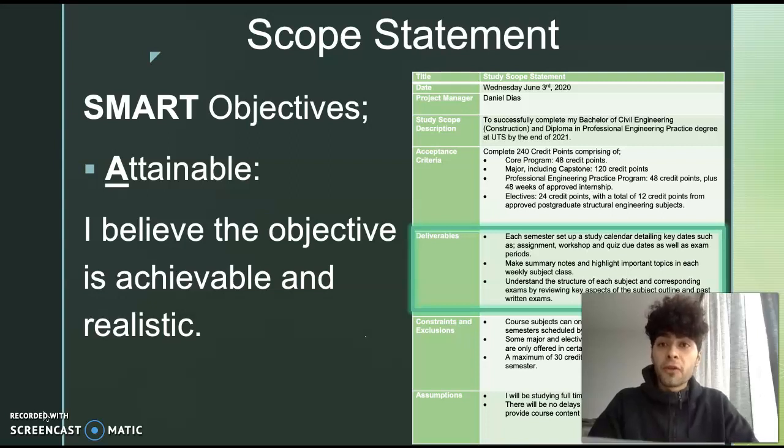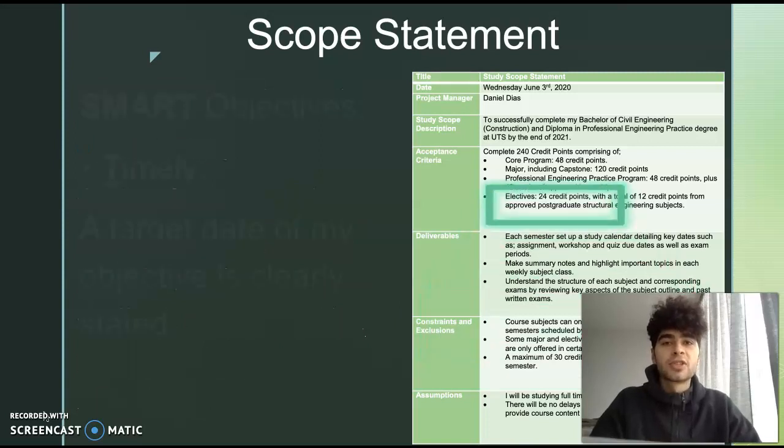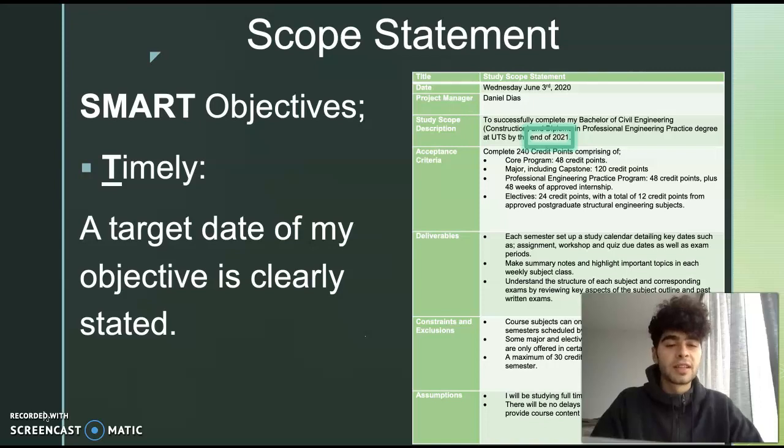Fourthly, it is relevant, so the objective complements my individual study needs and wants as well as supports the course study structure. And lastly, timely, so a target date of my objective is clearly stated, which is the end of next year.